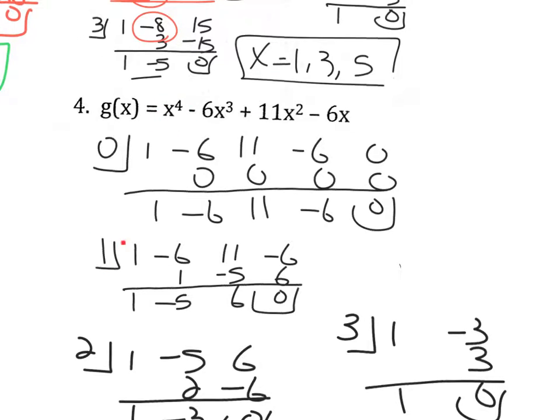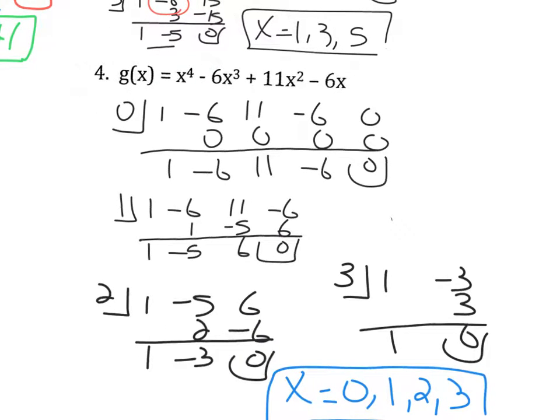It crossed at 1, check it. Sure enough, I got a 0. Take those 3 numbers, looked like it crossed at 2, so I tried the 2. It worked because I got a 0. Looked like it crossed at 3. I used those 2 numbers, got a 0, and so my answers are 0, 1, 2, 3, which is kind of a funny kind of answer.